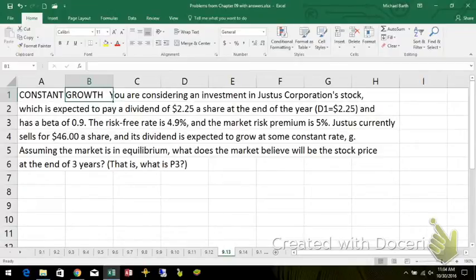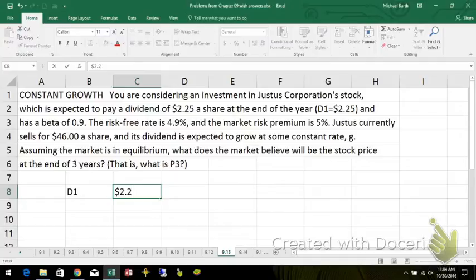This is problem 9.13 from Brigham and Houston, Fundamentals of Financial Management, Concise 9th edition. You're considering an investment in Justice Corporation stock, which is paying a dividend of $2.25 a share. So start writing down what I know.